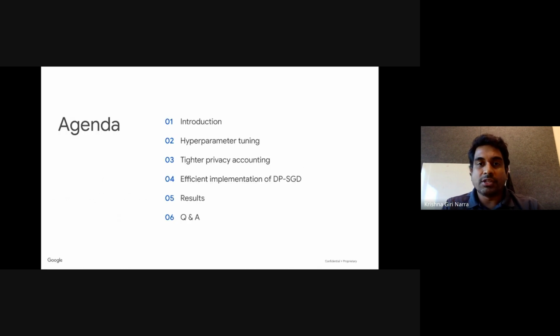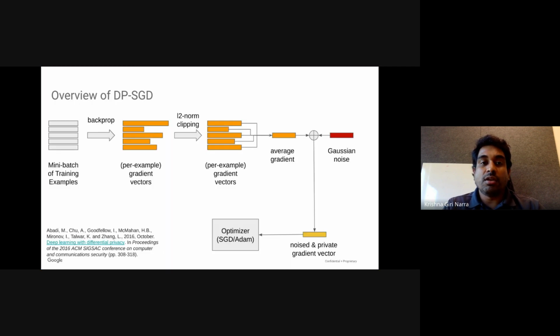So quickly, the agenda of this talk is I'll first go through the introduction, then I'll briefly discuss hyperparameter tuning of DP-SGD, then privacy accounting, and efficient implementation of DP-SGD in practice, and some results, and then Q&A. So let's get started.